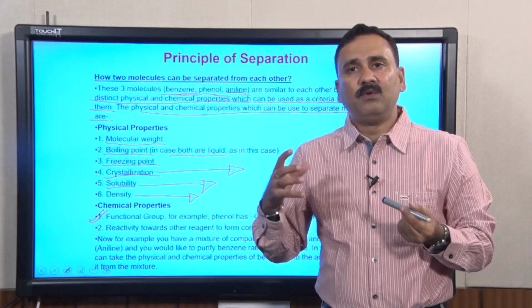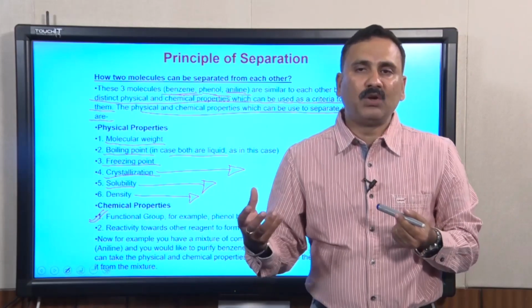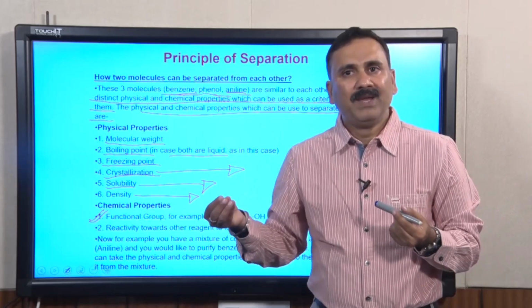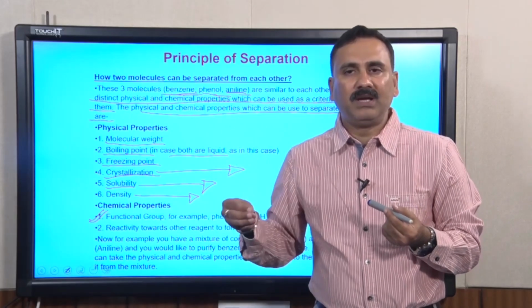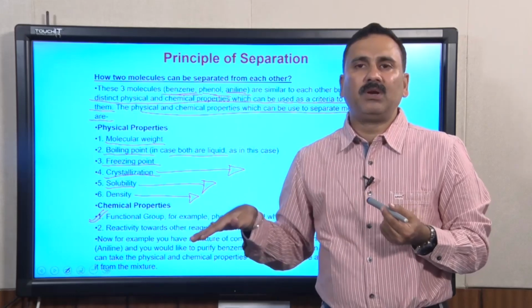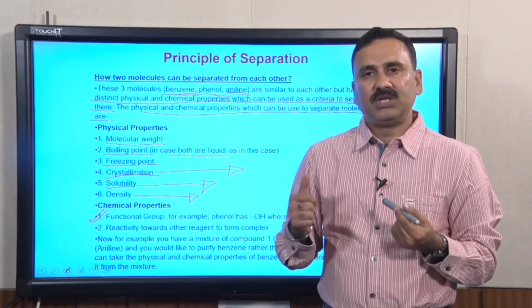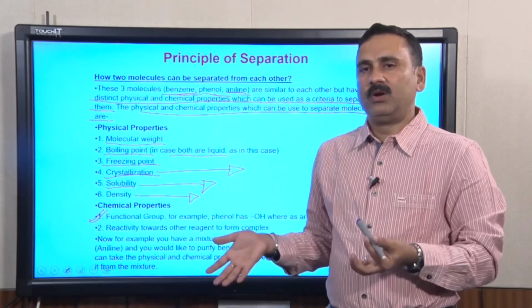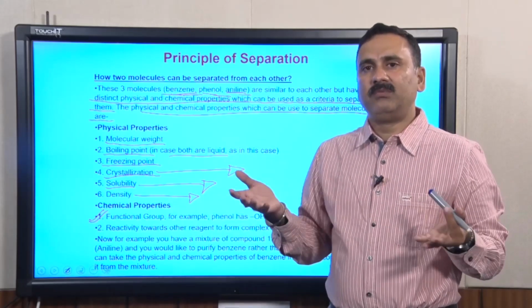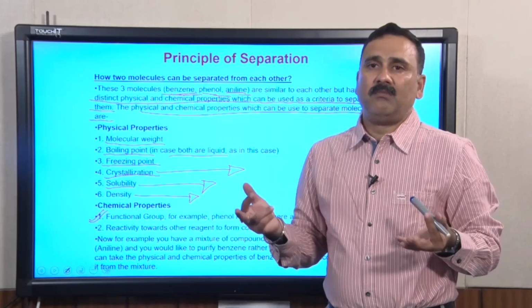For example, if you make a complex of some compound that reduces its solubility, then that particular compound is going to be precipitated if you add that reagent, and the other two molecules are going to remain in the solution, and that is how you can purify the remaining compounds.